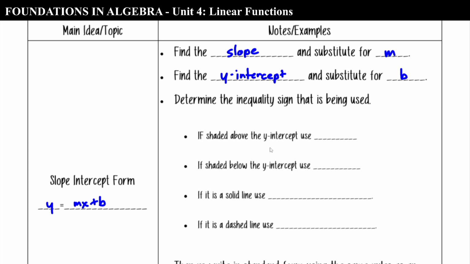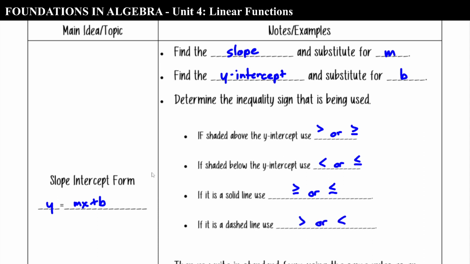Once you've done all of that, then you're going to determine what inequality sign you're going to use. If you're shaded above the y-intercept, you're going to use greater than, so it's going to be greater than or equal to. If shaded below the y-intercept, you're going to use less than or equal to. Now, if it's a solid line, that's where you're going to use the equals to. So it's going to be either greater than or equal to or less than or equal to. If it's a dashed line, it's either going to be greater than or less than.